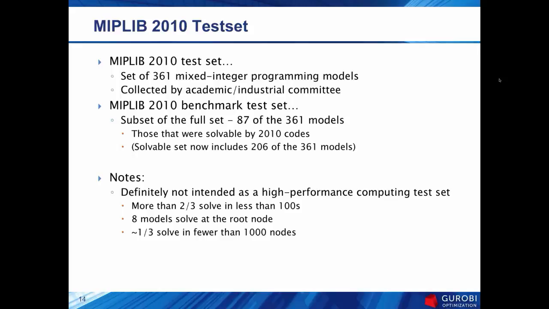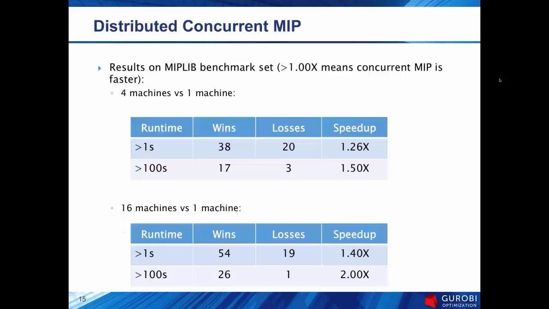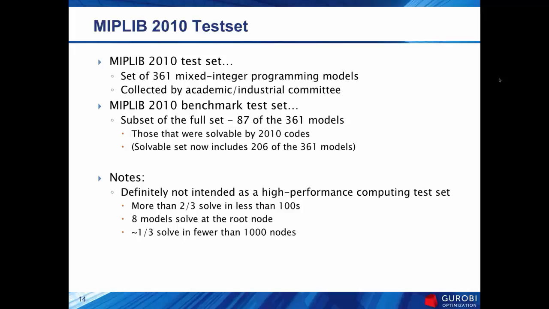Now, this isn't designed as a high-performance computing test set because, in fact, many of these models are simple. Over 2/3 can solve in less than 100 seconds, less than 2 minutes. In fact, 8 models solve at the root node, and about 1/3 solve in fewer than 1,000 nodes. So this is not necessarily the hardest set of models. This is just supposed to be a representative sample of real-world models. So let's look at distributed concurrent MIP for this test set.